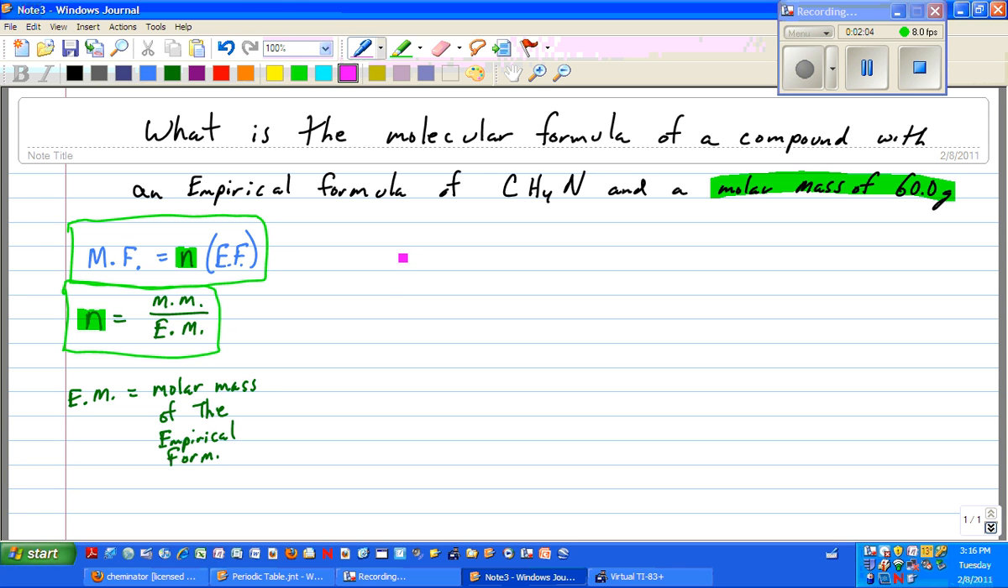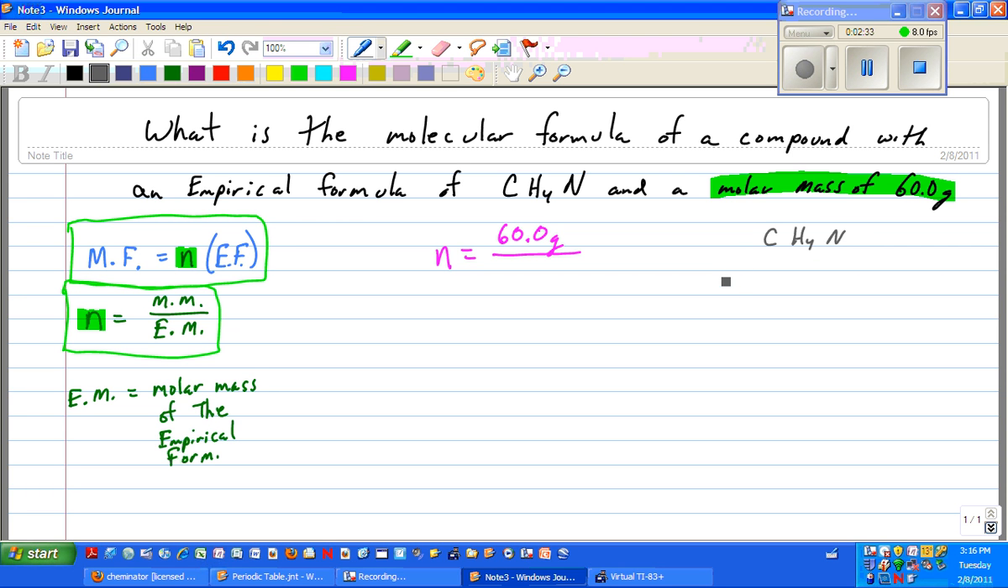We know that n is going to be equal to the molar mass, which we just found as 60.0 grams, divided by my empirical mass. Well, we don't have that empirical mass yet. What we're going to have to do is take that empirical formula and calculate that. So let's do that off to the side here. We have CH4N as my empirical formula.